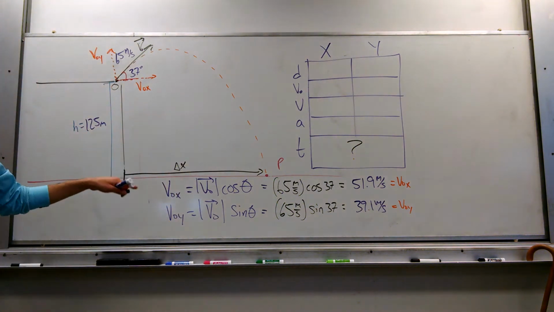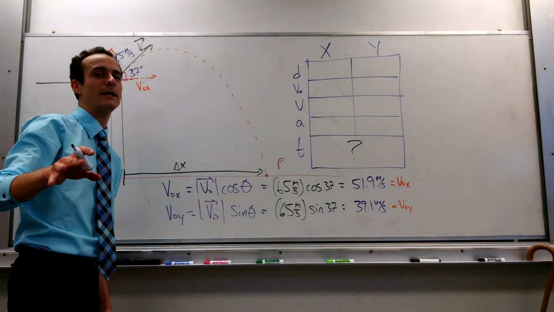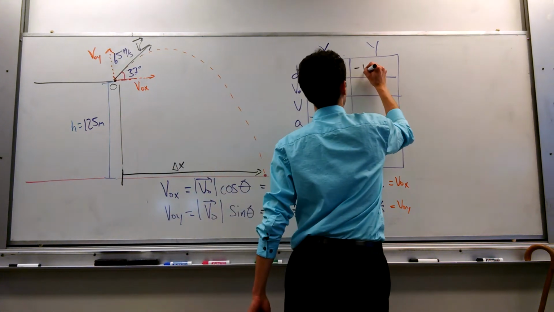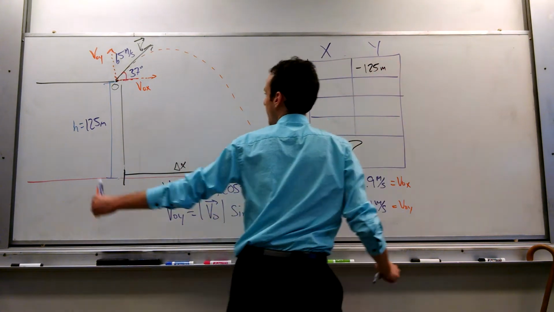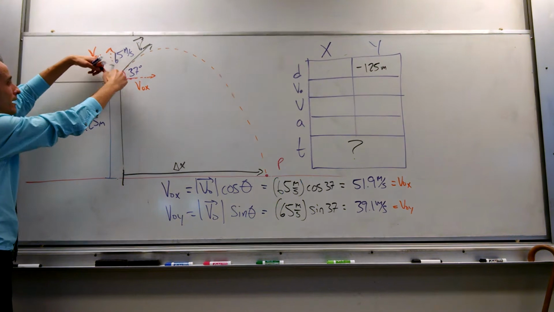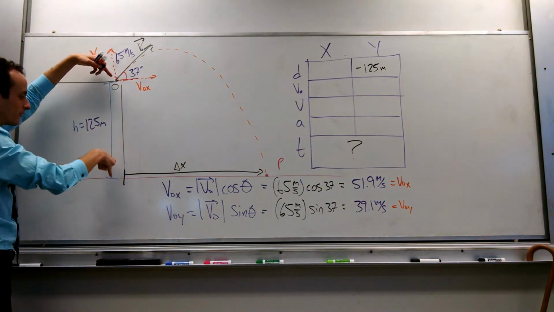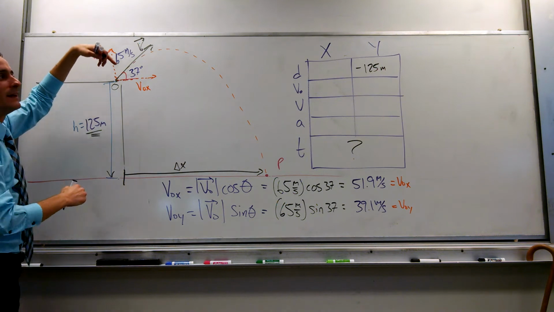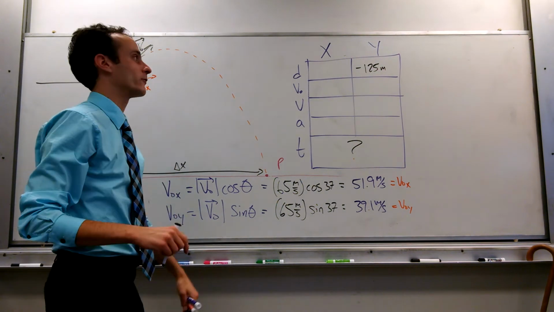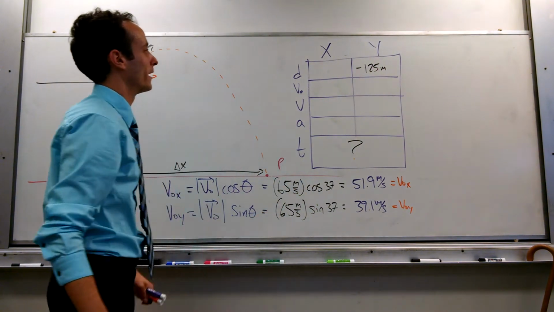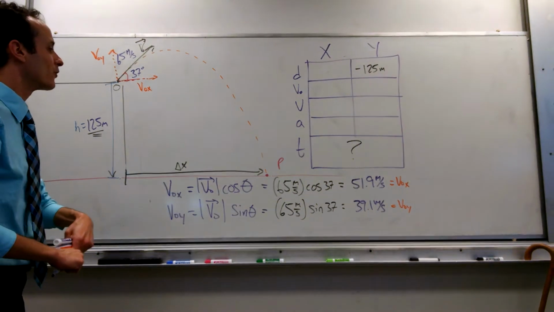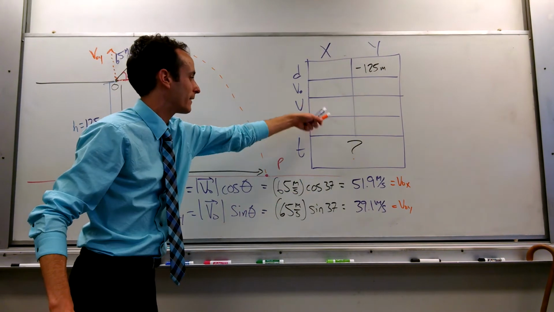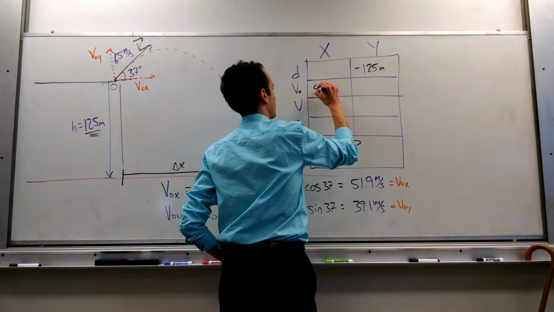I do know delta y. Not only is it 125 meters, it's negative 125 meters. Negative because it starts here, here's my origin, and it goes down. It's pointing in the downward direction, so this is going to be negative 125 meters, because the displacement has both direction and magnitude. So now my initial velocity along x is 51.9 meters per second.